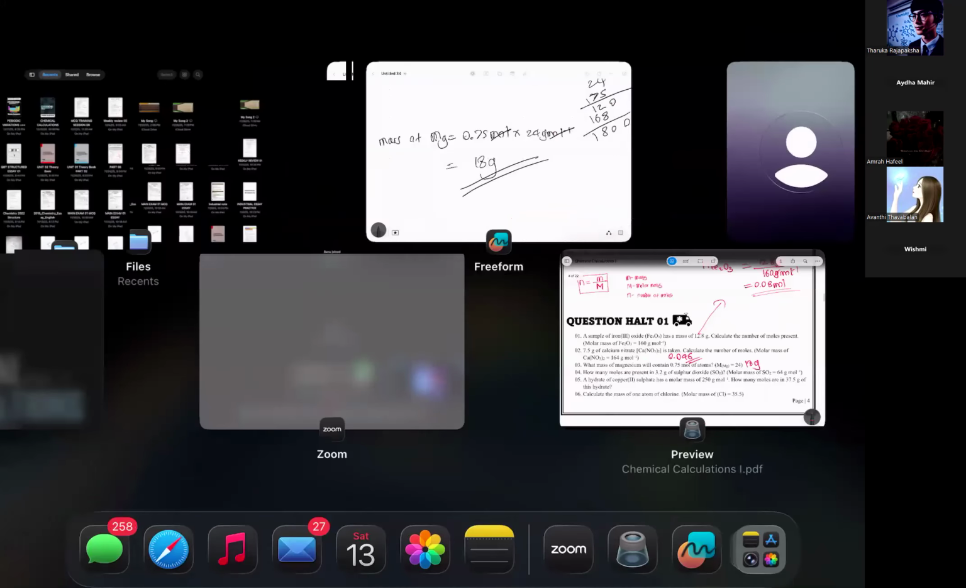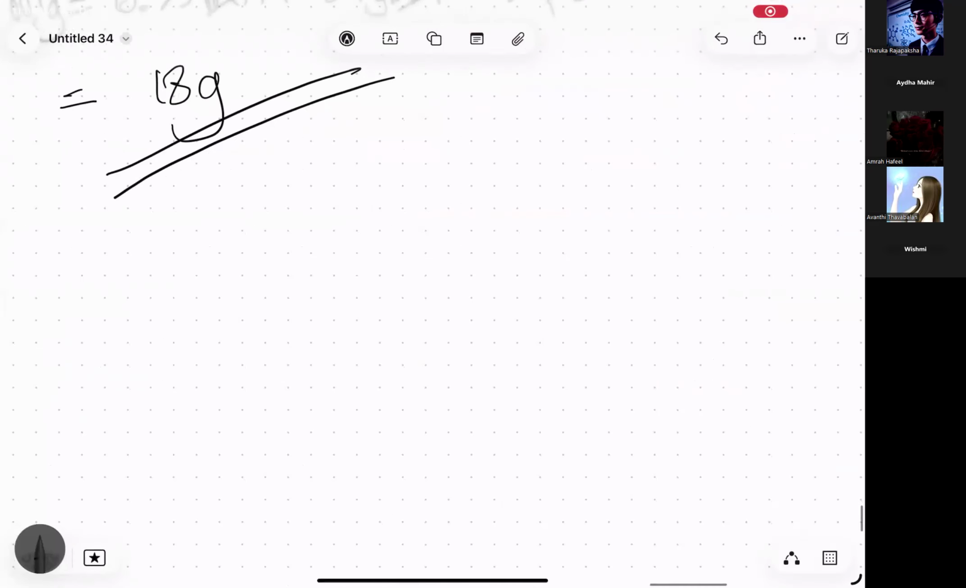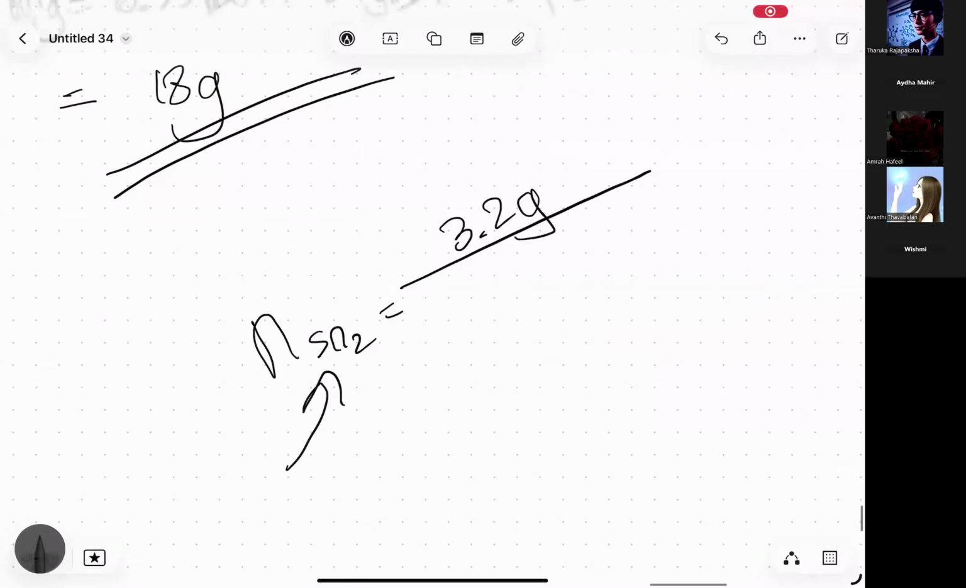Number of moles of SO2 is equal to mass over molar mass. 3.2 grams divided by molar mass of SO2. Now molar mass of SO2: 16 and 16, 32, 32 and 32, 64. 64 grams per mole.